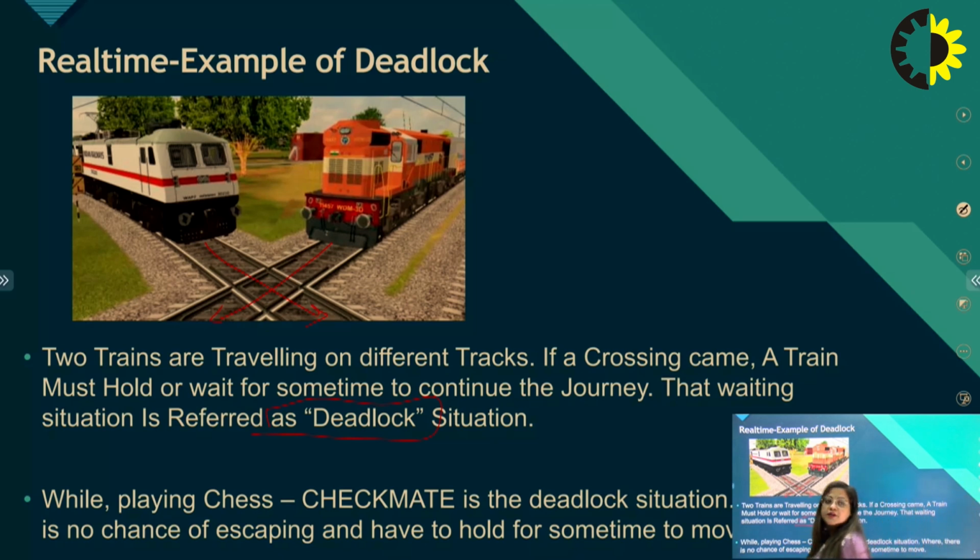Now take another example, playing chess. In a chess game, checkmate is the deadlock situation where there is no chance of escaping and no more moves to make. So these are two real-time examples of deadlock.